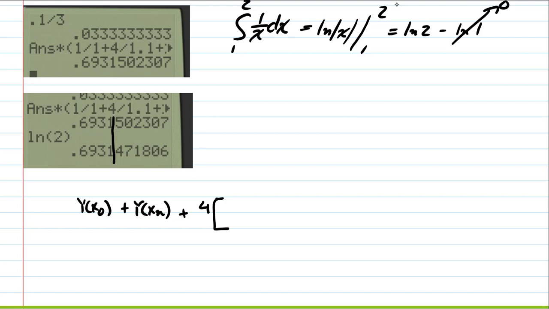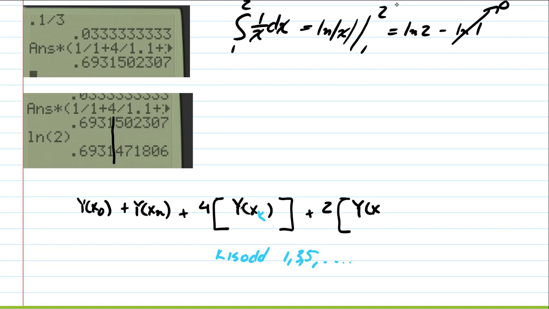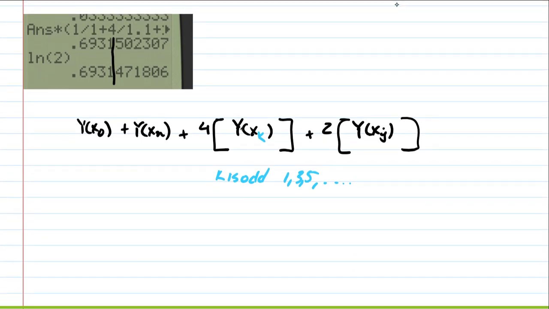So we're going to have our y sub, whatever, x sub k. All right, let's make it k. And in this case, k is going to be odd. So it's like 1, 3, 5, dot, dot, dot. And then we have our 2's. And our 2's are going to be our y of x sub j's. And in this case, j is even, and it is in between 2 and n minus 2.